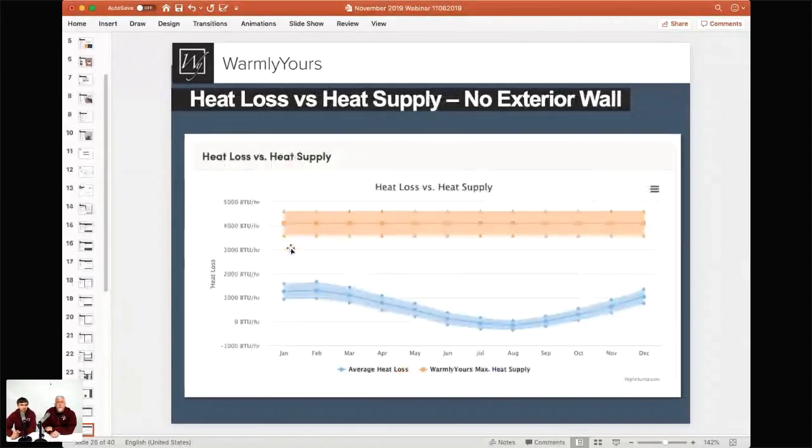Same thing here is just heat loss versus heat supply. So our blue chart below is just indicating the average heat loss. You can see how the heat loss is, of course, higher in January, February, December, because it's the colder part of the year. But the heat supply that the WarmlyYours heating system can provide is constant, and it's at 4,000 BTUs, because we calculated that based on the square footage.